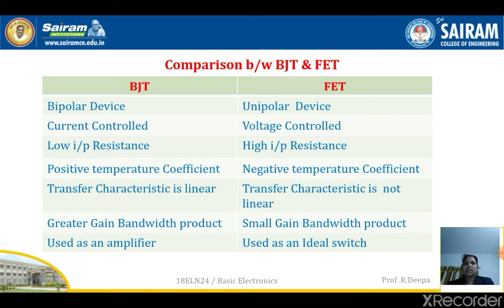And BJT is a current controlled device, whereas FET is a voltage controlled device. BJT possesses low input resistance, whereas FET has high input resistance. The temperature coefficient is positive for BJT, and for the FET it is negative. Transfer characteristics of BJT are linear, whereas for the FET they are non-linear. As we have seen, the gain bandwidth product is greater for BJT, and for the FET it is small. The main application of BJT is as an amplifier, whereas FET is used as an ideal switch.